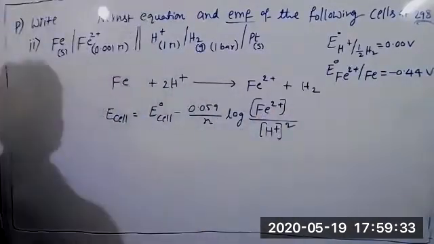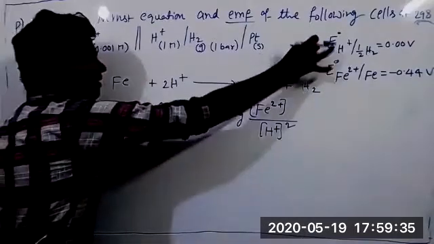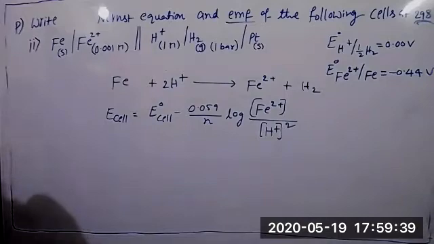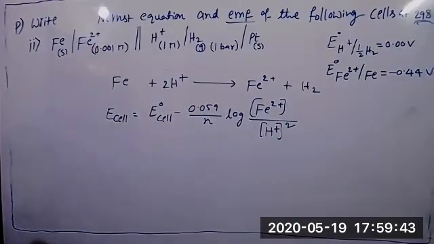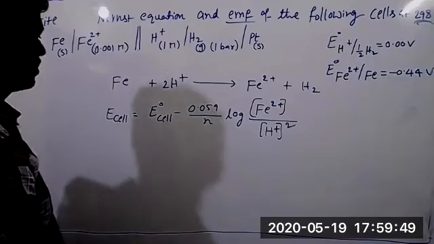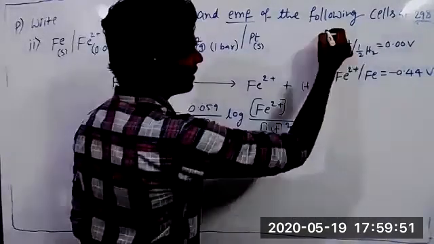Now calculate E cell value, E naught cell value. From these values, you have to calculate E naught cell. I think I gave you the formula E cathode minus E anode. Apply that formula and calculate E naught cell. So then what's E cell, sir? That's what E naught cell value, we have to calculate from this.